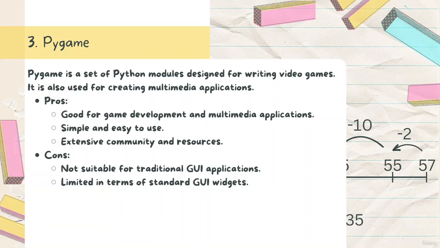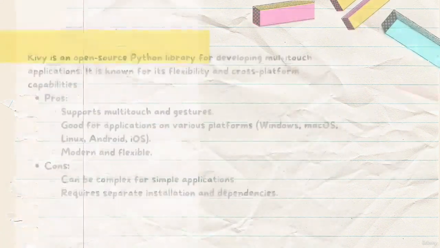Pygame is a set of Python modules designed for writing video games. It is also used for creating multimedia applications. The pros are that it is good for game development and multimedia applications. Simple and easy to use, extensive community and resources. The cons are not suitable for traditional GUI applications, limited in terms of standard GUI widgets.